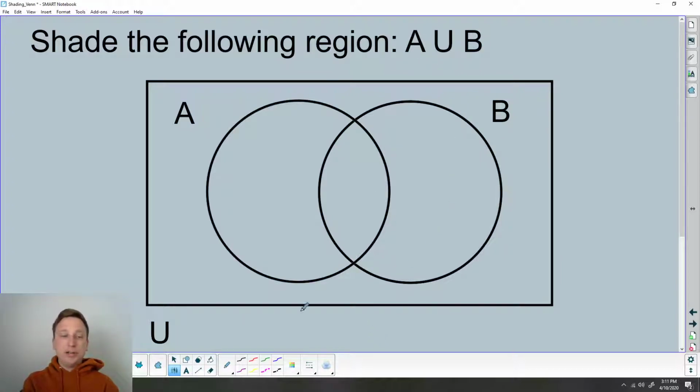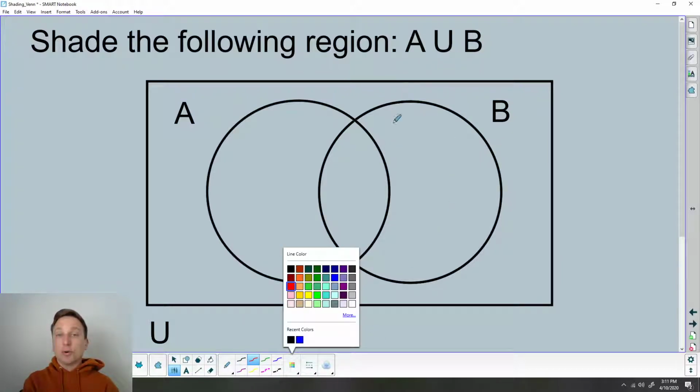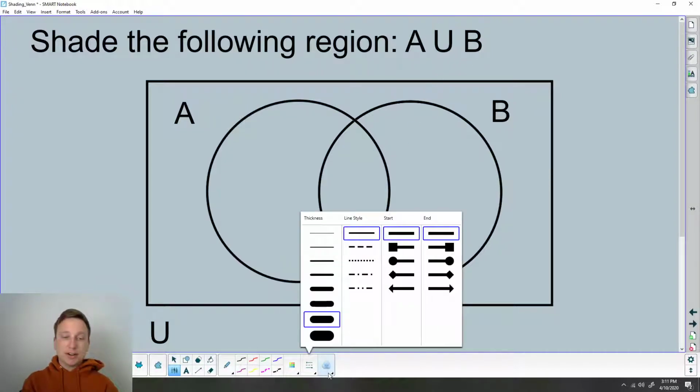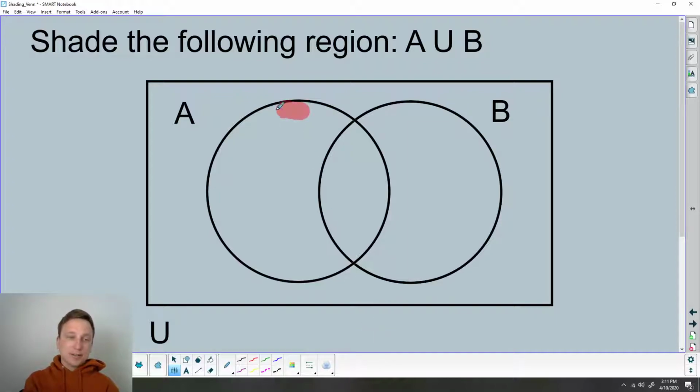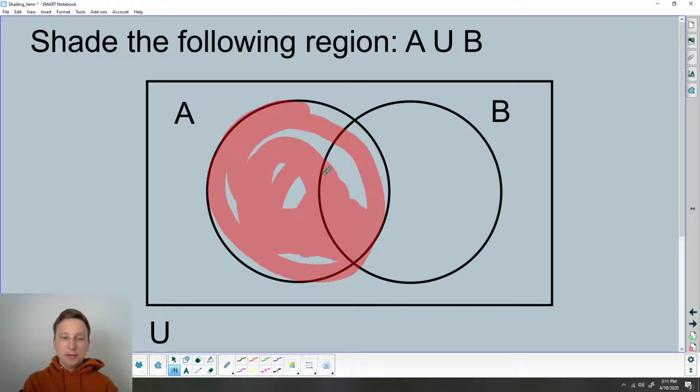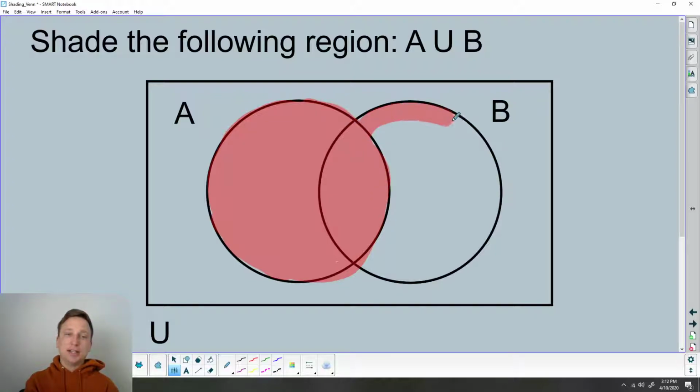We want to shade A union B. So whenever I think or see union, I consider take A and combine it with B. So we want to consider all of set A. So right here is all of set A. And when we union two sets, we take all of A as well as all of B. Now we never double list elements in sets, so that's why we don't double shade in this. I'm just going to consider this as being B considered as well. A combine with B. A or B.